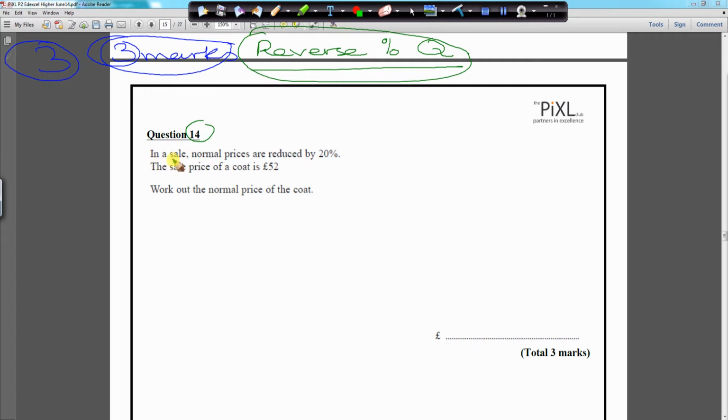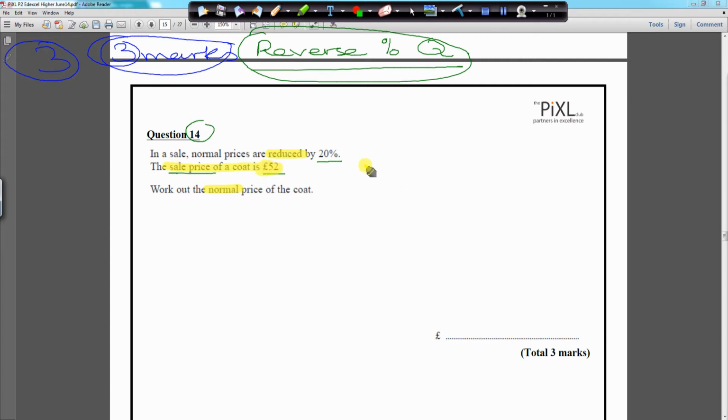So we say here, in a sale, normal prices are reduced by 20%. The sale price of a quart is £52. So the keyword here, if we look at this one, is reduced. It's already been reduced, so this question has already been worked out. We have to work backwards and work out what was the original price. So the sale price is £52.